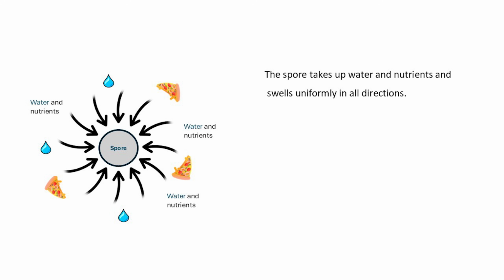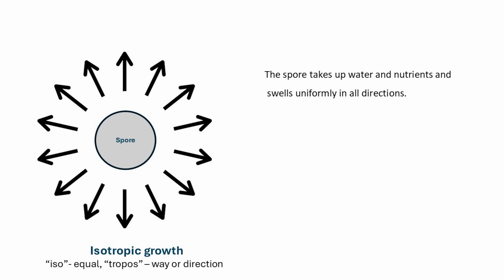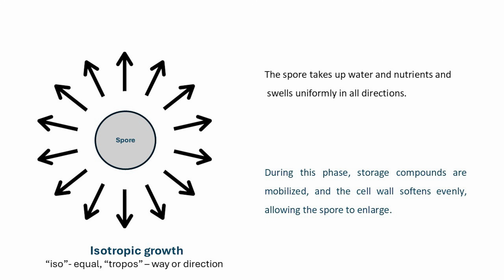So let's dive just a little bit deeper into the process of fungal growth. In general, filamentous fungi grow in two main stages. First, when a spore encounters favorable conditions, it resumes metabolism, takes up water and nutrients, and swells uniformly in all directions. This type of growth is known as isotropic growth, where iso means equal and tropos means way or direction. During this phase, storage compounds are mobilized and the cell wall softens evenly, allowing the spore to enlarge.